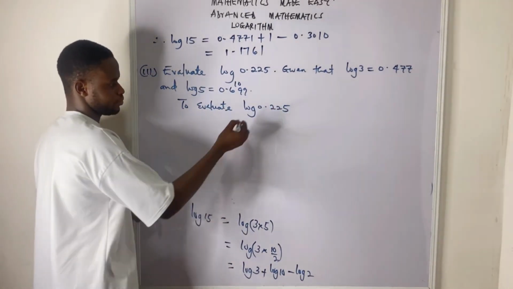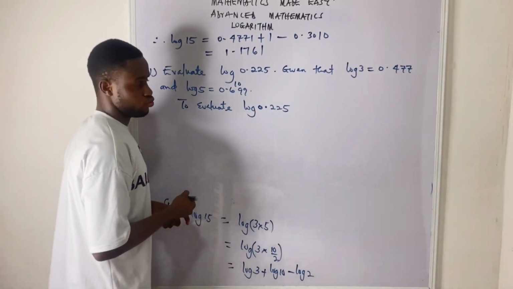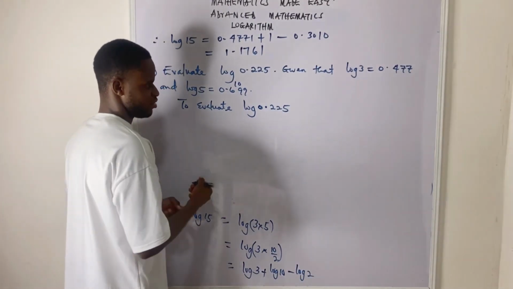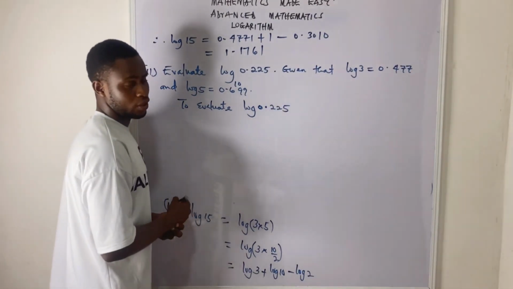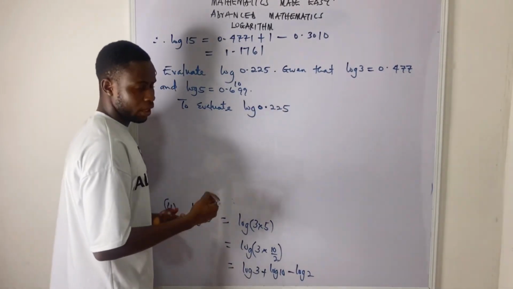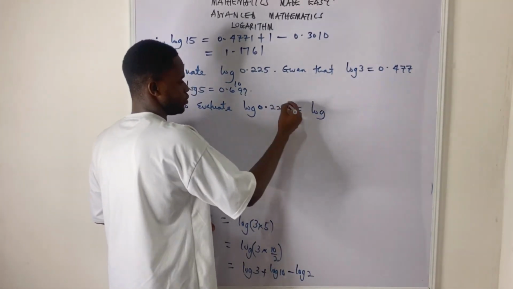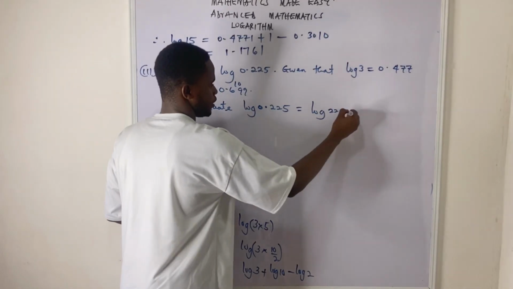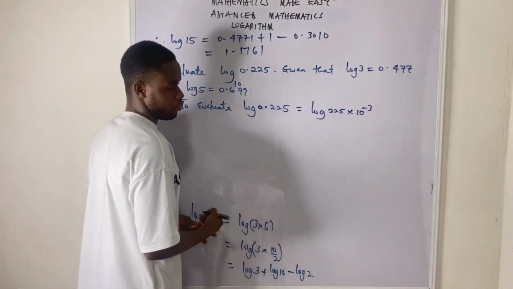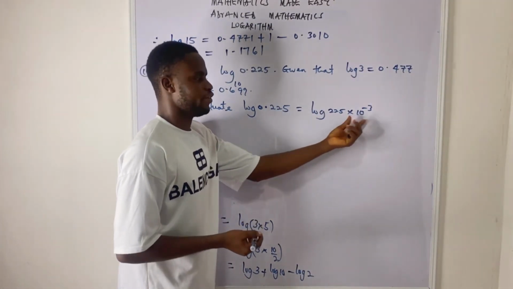Now, how do you solve this? You first change the decimal number to a fraction, and the easiest way to do that is to express it in terms of power of 10 to be easier for you. So this is going to give us log 225 times 10 raised to the power minus 3. We have moved the decimal forward, so that will be negative. And you can see clearly we are having 225 times 10 raised to the power minus 3.